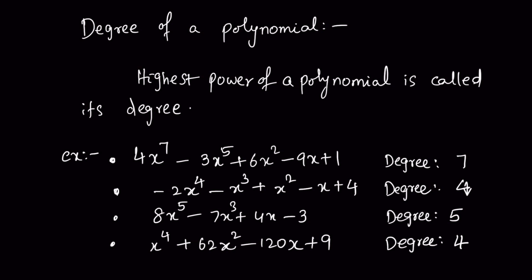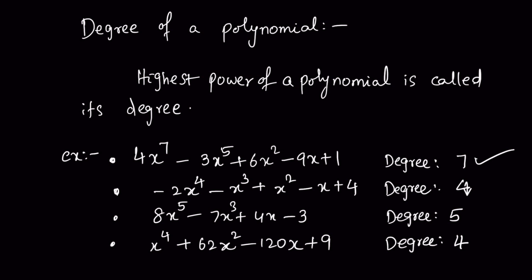Degree of a polynomial. The highest power of the polynomial is called its degree. When you write the polynomial in its standard form, check the highest power of the polynomial. That will be its degree. Let us take the first example, 4x⁷ - 3x⁵ + 6x² - 9x + 1. In this polynomial, the highest power is 7, so the degree of it is 7.